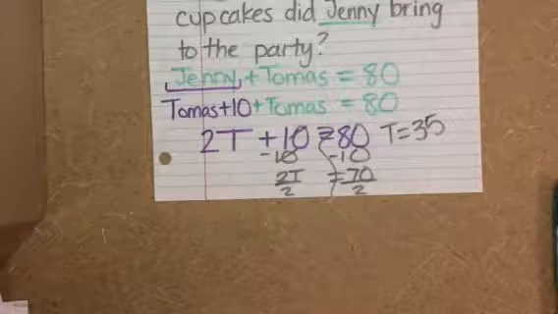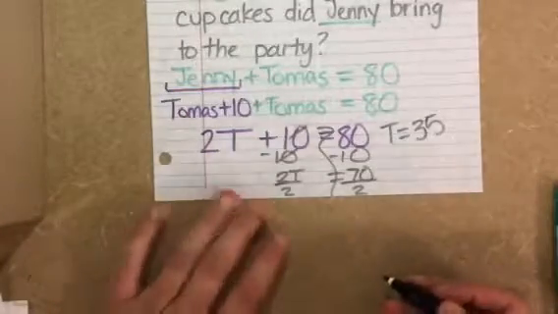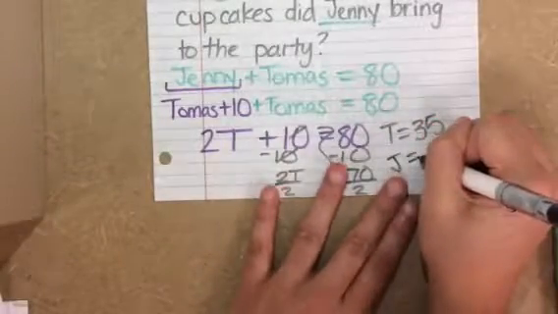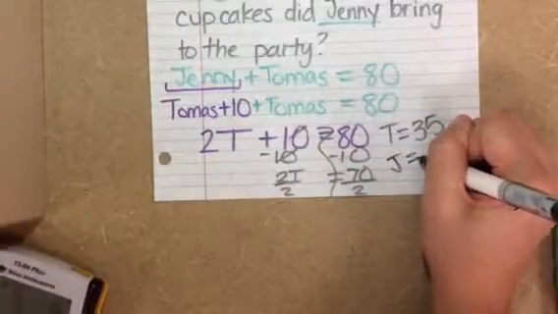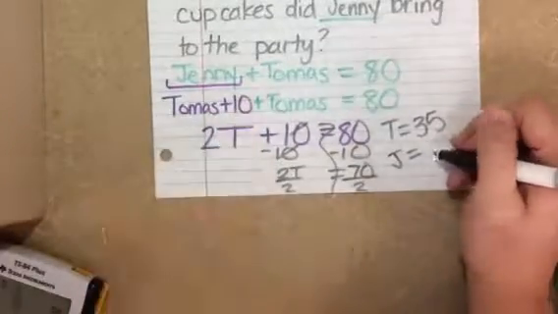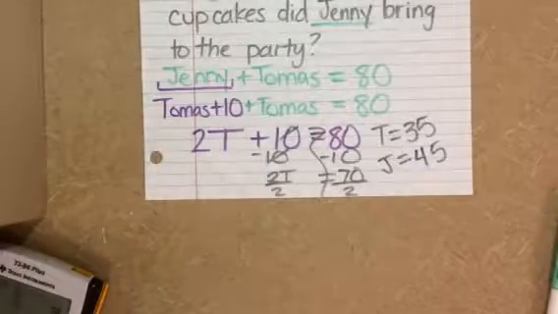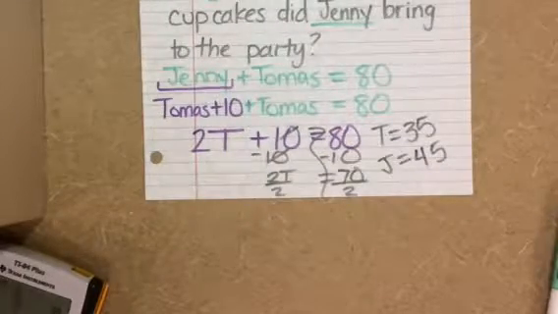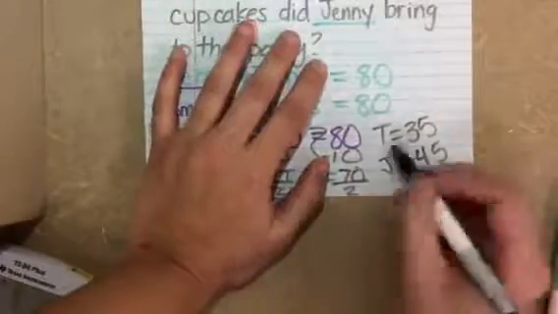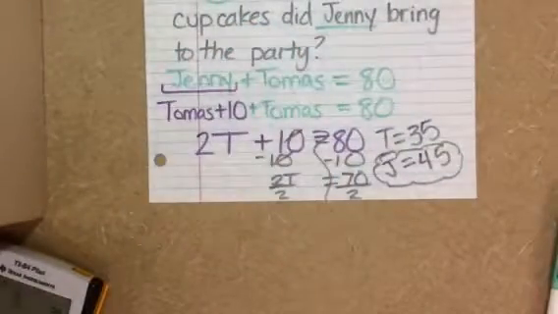You're going to take 35 and add 10 to it. So Jenny brought 45 cupcakes. And together, you get your total of 80 cupcakes. But the answer in this case is what Jenny brought, which is 45 cupcakes.